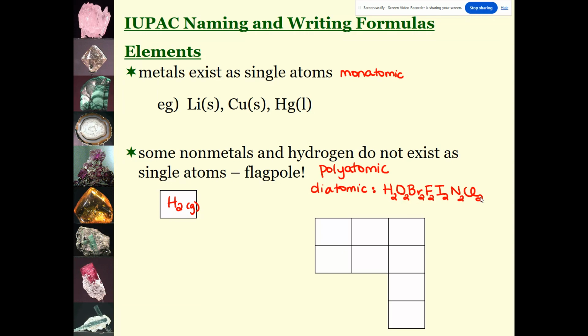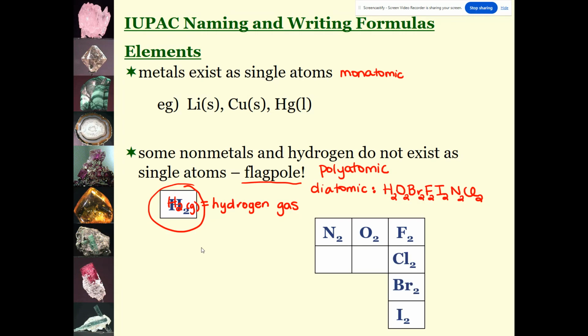Now, this doesn't affect their name. I would still call this hydrogen. Sometimes you'll even hear the word gas put with it. So it's either hydrogen or hydrogen gas. Sometimes, right, it just gives the state in the name. Another way to help you memorize it is on the periodic table, they make a flagpole shape, with the exception of hydrogen kind of being off on the left-hand side top by itself. But the rest of the diatomic elements make a flagpole shape: nitrogen, oxygen, fluorine, chlorine, bromine, and iodine.